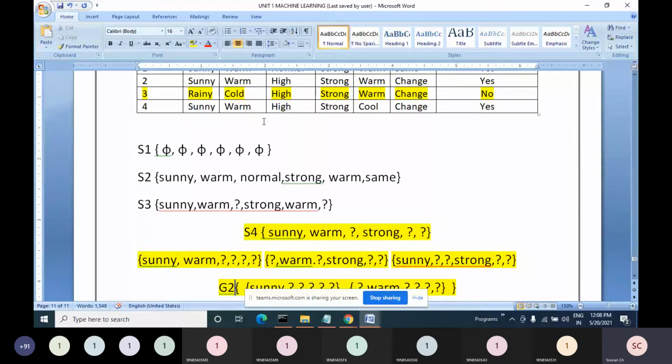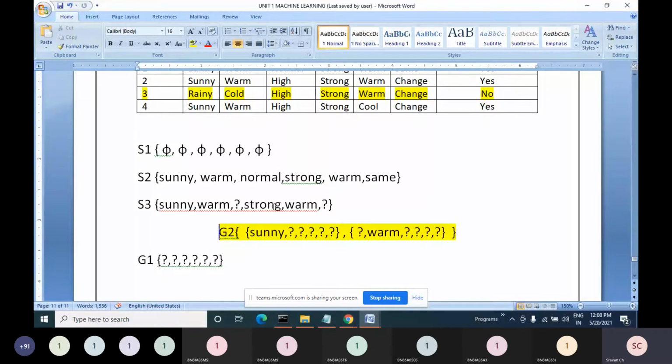most specific hypothesis is S3 only. S4 is not yet computed. S4 will come when you visit fourth record. So as of now, S4 is not there. Right? So this is my latest most specific hypothesis S3, and I am updating my G2. I am updating my most generic hypothesis.